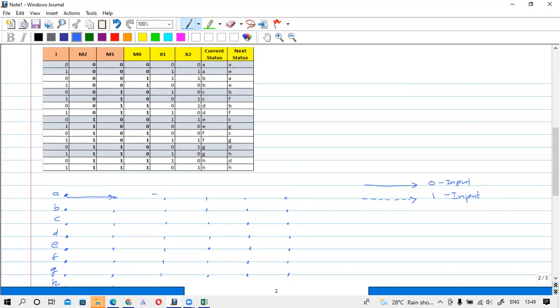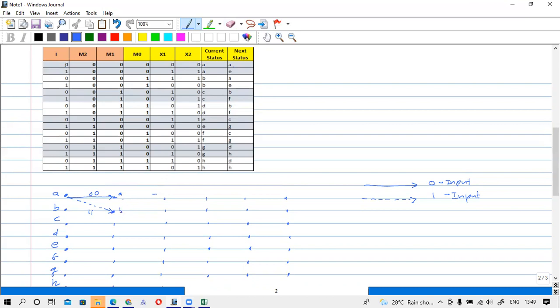And if the input is one, the next state will be E. So it should be denoted by a dashed line. Here the output is 0, 0. In this case, the output is 1, 1. So this is AB. Status is again AB.